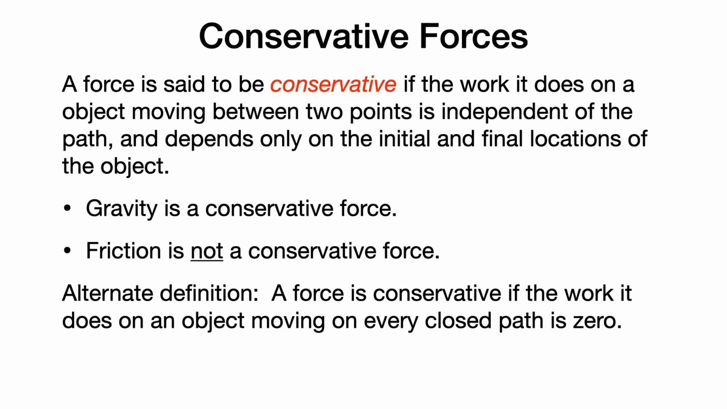A force is said to be conservative if the work it does on an object moving between 2 points is independent of the path and depends only on the initial and final locations of the object. So gravity is a conservative force, while friction is not a conservative force. An equally valid alternate definition for a conservative force is to say that a force is conservative if the work it does on an object moving on every closed path is zero.